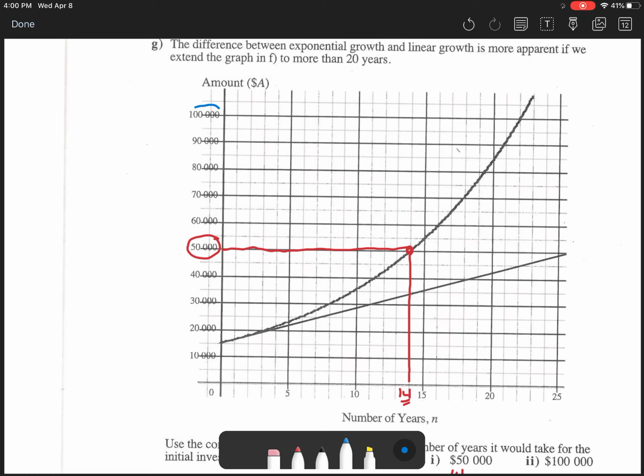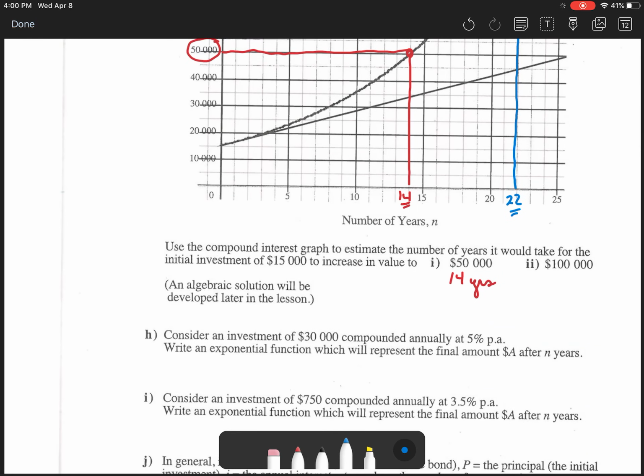Okay, for $100,000, you'd go all the way up to $100,000. That's the amount. Same thing. I'm going to go all the way across till I intersect or find that value on the graph, and then I'm going to drop down and read that corresponding value there, which appears to be 22 years. So this is 22 years, and they state that an algebraic solution will be developed later in the lesson, but right now just reading graphs.